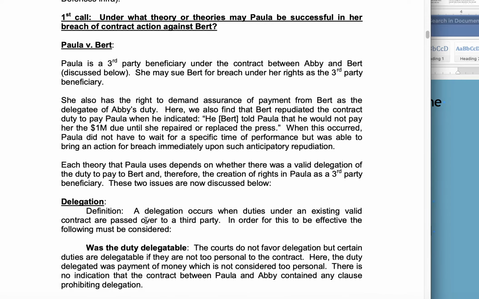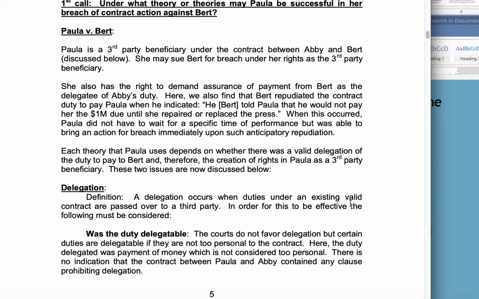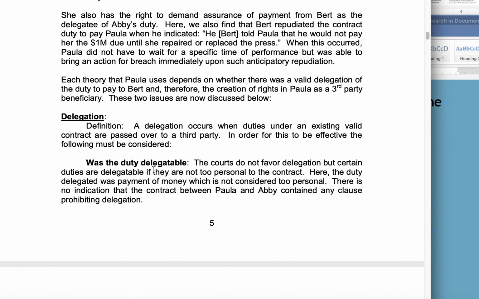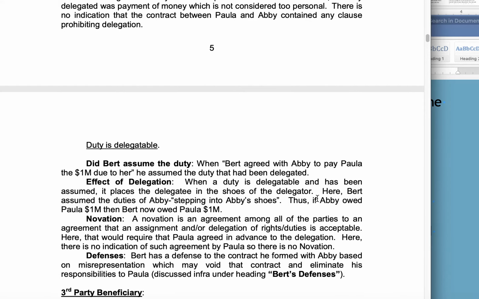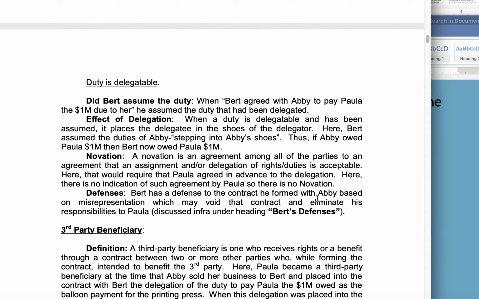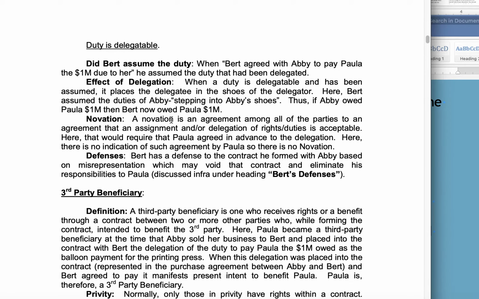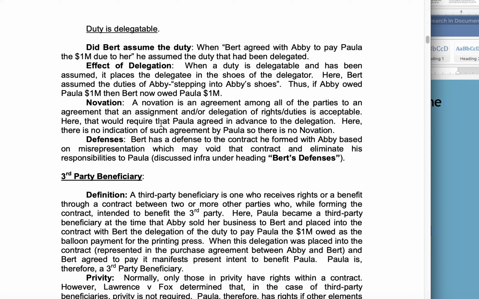Again, a delegation occurs when duties under a valid contract are passed over to a third party. That's right. This is what must be considered. So it was Bert did assume the duty. He assumed that he was the effect of the delegation. The duty is delegable and it has been assumed. Novation, you've got these different things. Novation, you've got counter offer, these other things that come up in contracts.